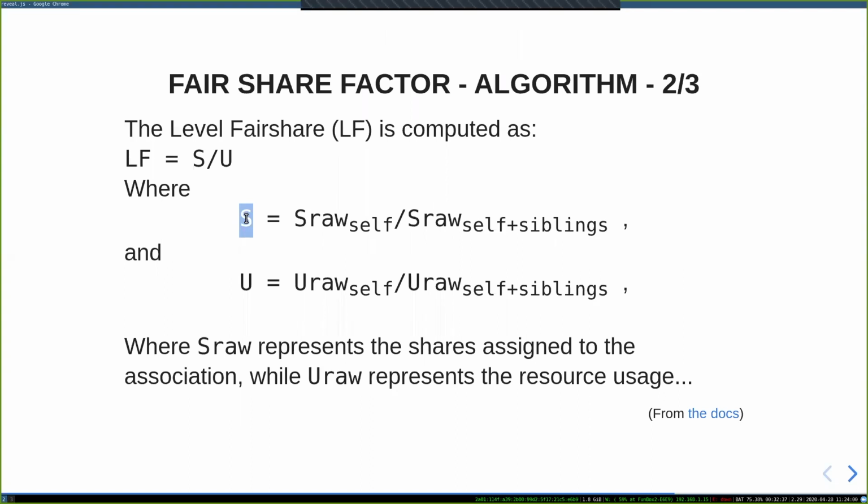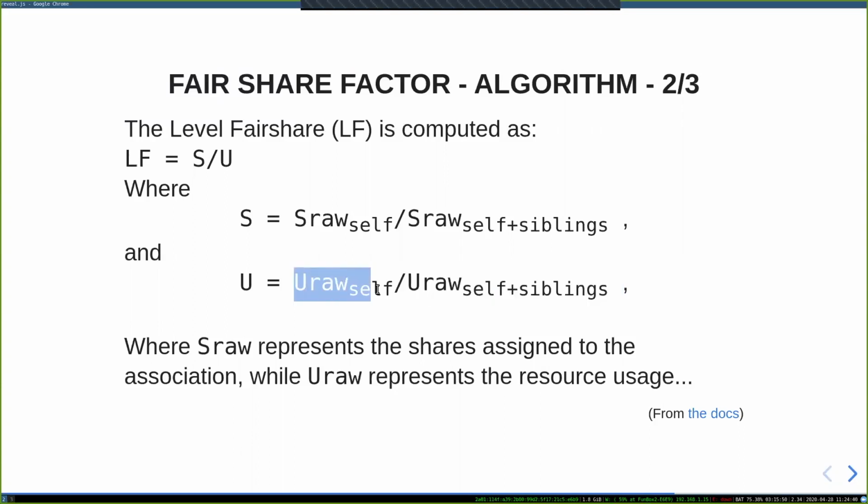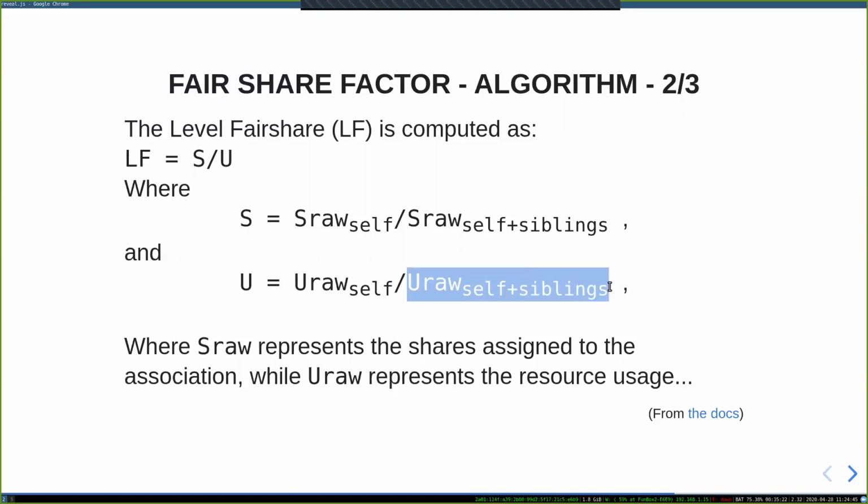So the fair share is also called the fair share. It's the amount of resources that theoretically that association, that account, should be using. And the U instead is the amount of resources that were actually used by the association, by the account. This is computed in the same way. There's a normalization of the usage versus the usage of the whole family, let's say, the self plus siblings.